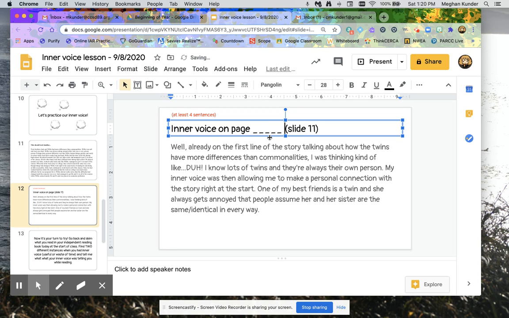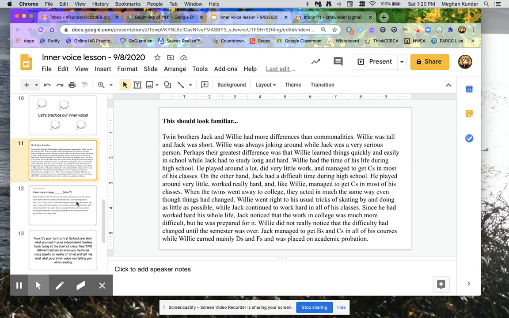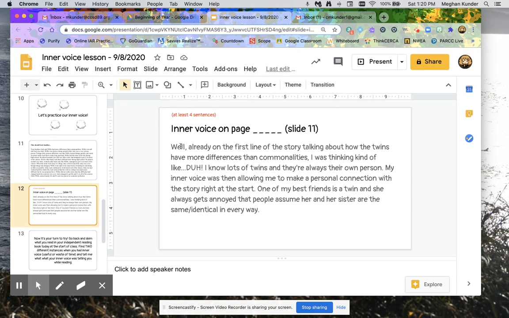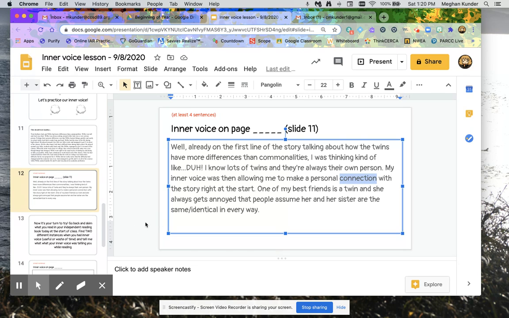So then I'm actually going to go ahead and write 4 sentences about what my inner voice is. I'm going to explain literally what I was thinking as I read this first sentence in the story. So here's my inner voice. Well, already on the first line of the story, talking about how the twins have more differences than commonalities, I was thinking kind of like, duh. See, there's my sassy voice coming out. I know lots of twins and they're always their own person. My inner voice was then allowing me to make a personal connection with the story right at the start. One of my best friends is a twin and she always gets annoyed that people assume her and her sister are the same or identical in every way. So it's as simple as that, you guys. You're just telling me what you were thinking about as you read a particular part of your story.